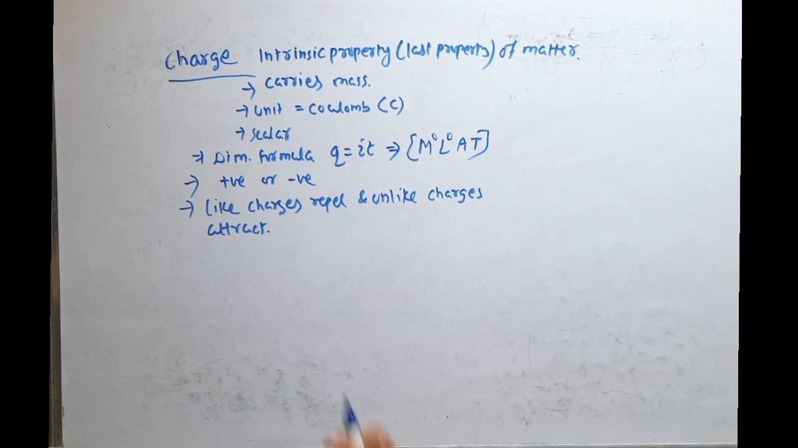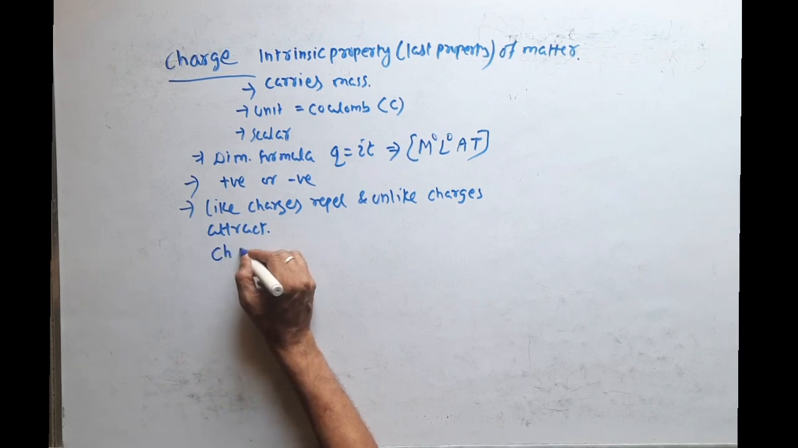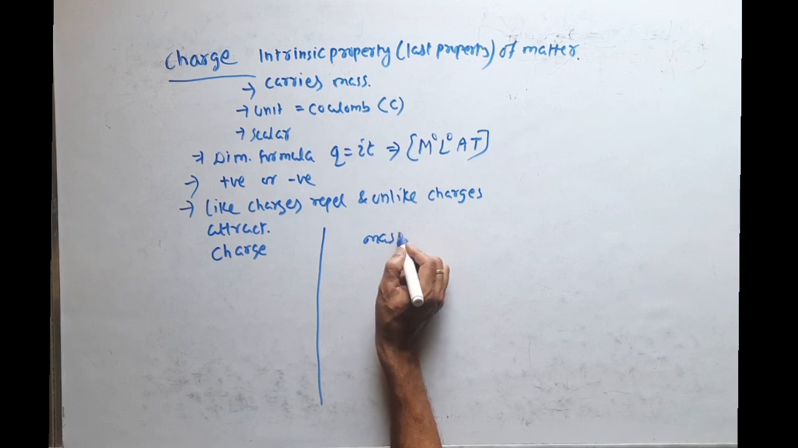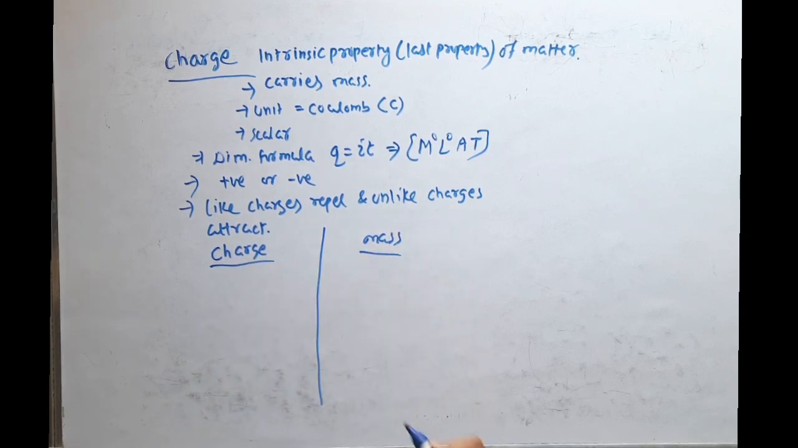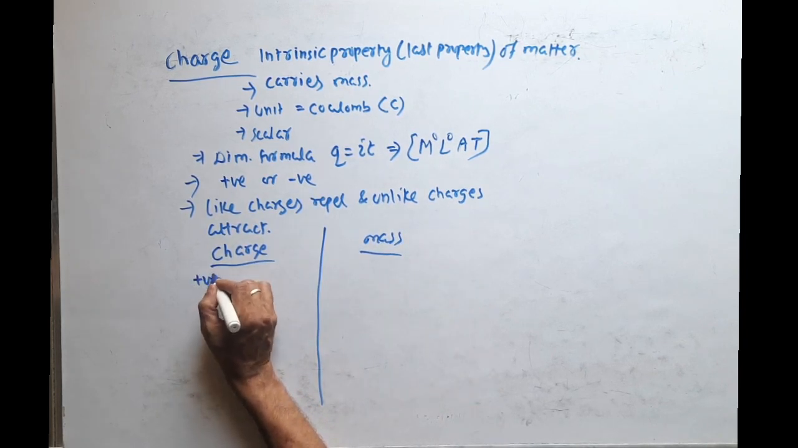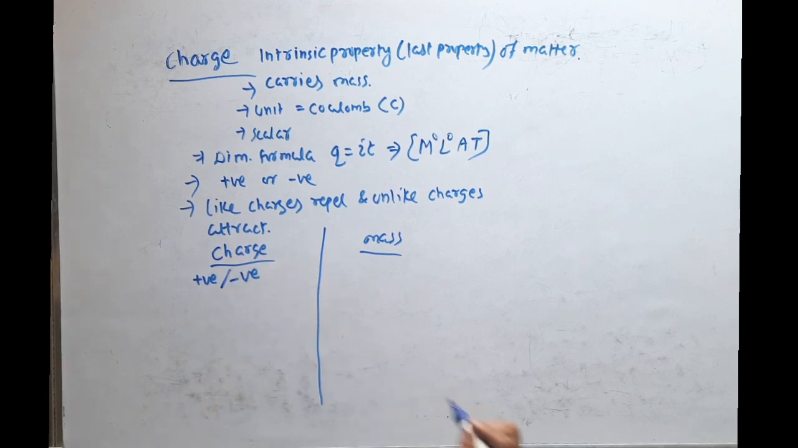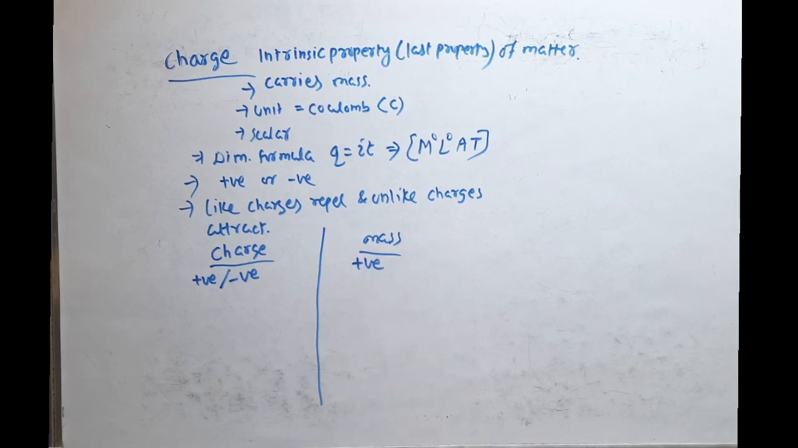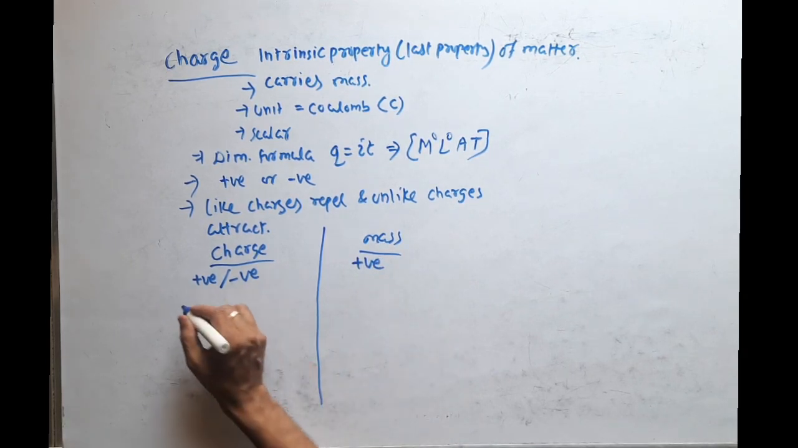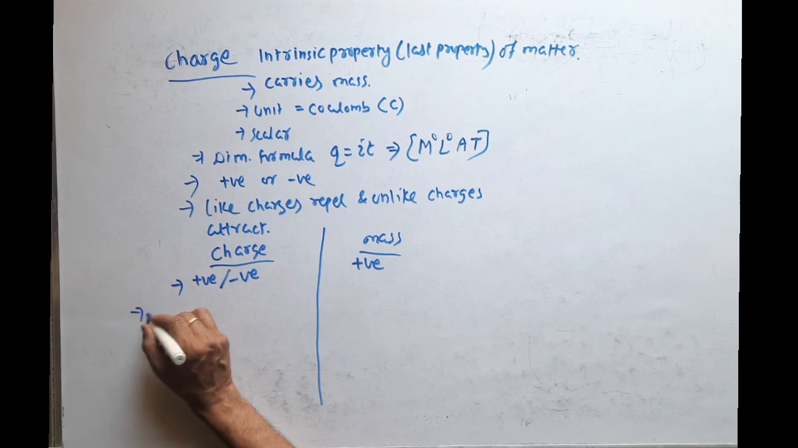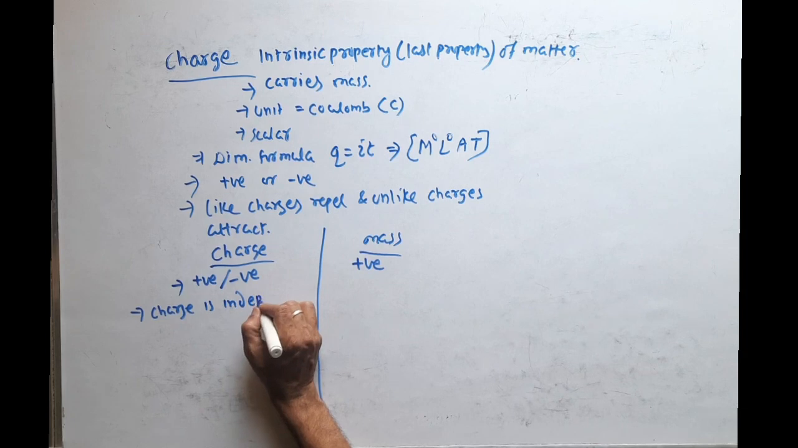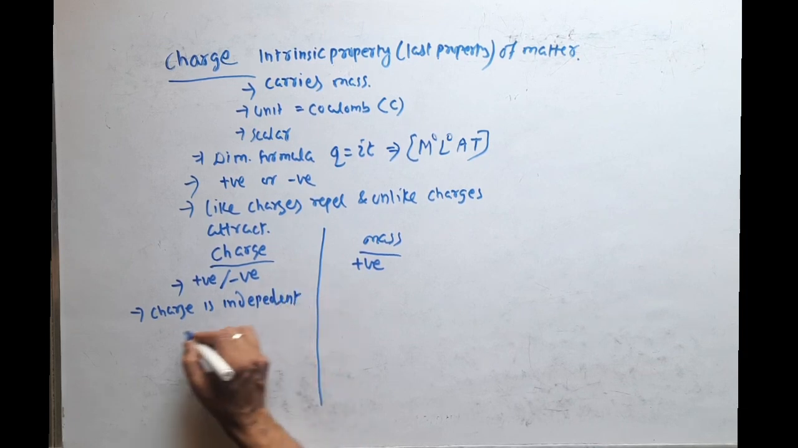Then what is the difference between charge and mass? If you see the characteristics of charge and of mass, charge may be positive or negative, but mass is always positive. The second property is that charge is independent of speed.